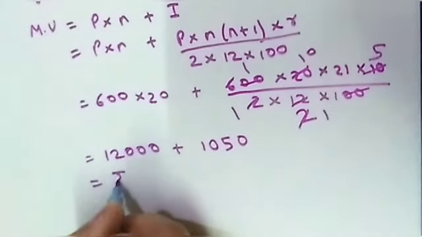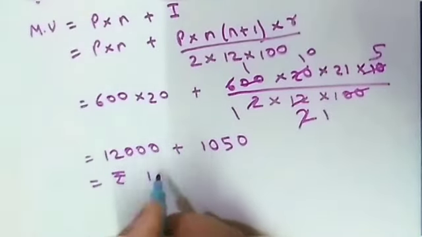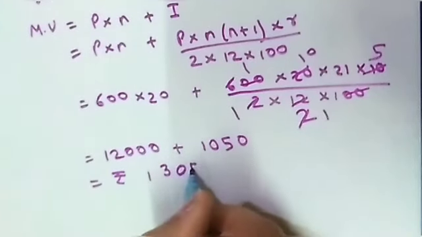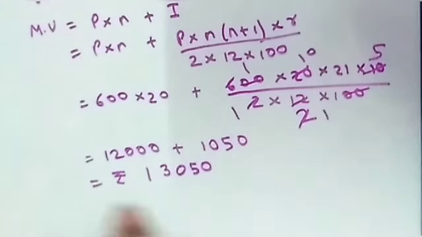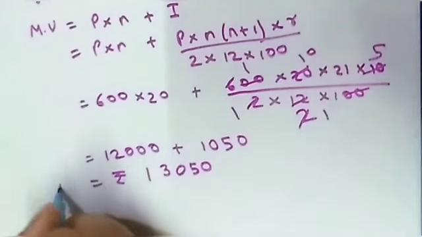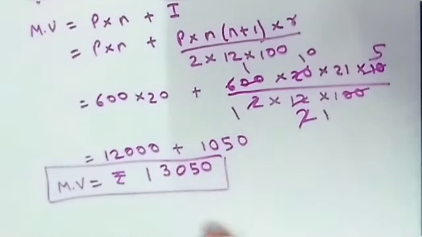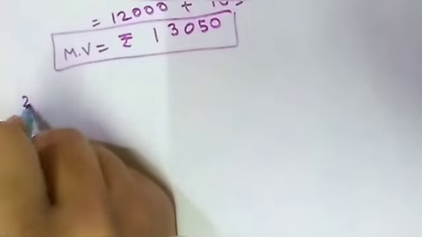So the total answer would be 13,050. So this is the answer. This is the maturity value. You can write it, maturity value is rupees 13,050. So now let's solve the second question.